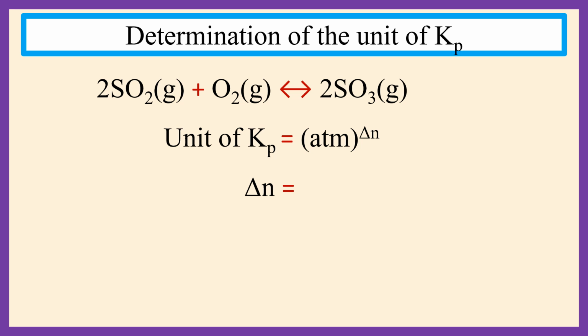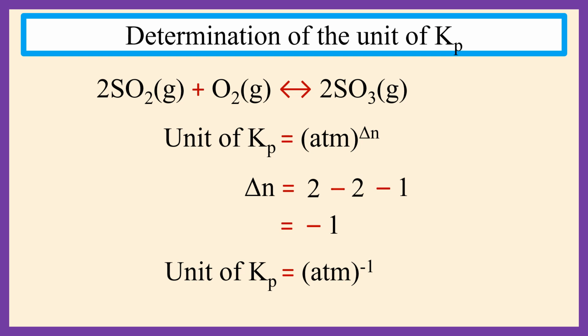Therefore, del N is equal to 2 for the 2 moles of gaseous product SO3, minus 2 for the 2 moles of gaseous reactant SO2, minus 1 for 1 mole of gaseous reactant O2, which is equal to minus 1. So, the unit of Kp is equal to atmosphere to the power minus 1.